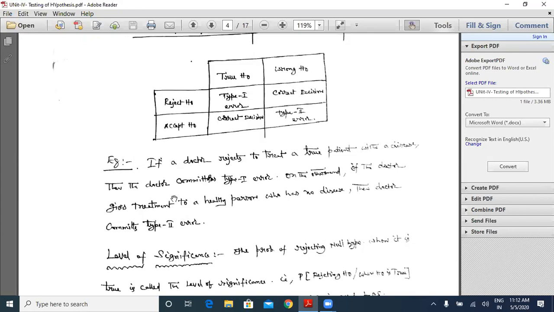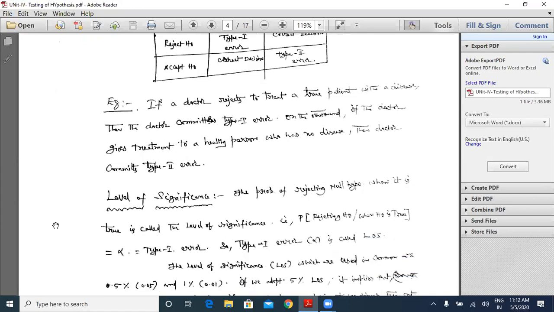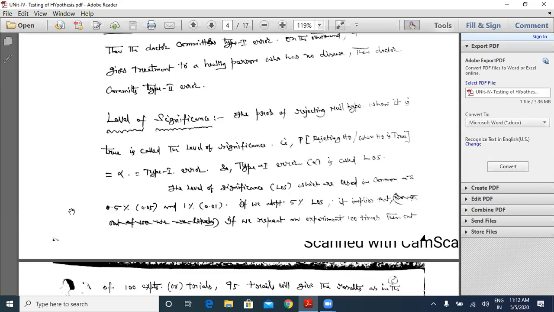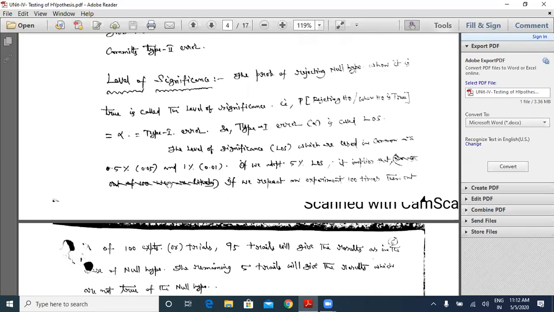Null hypothesis, alternate hypothesis, Type 1 error, Type 2 error, these are very, very important for short notes. So next, level of significance. It is nothing but Type 1 error. The probability of rejecting the null hypothesis when it is true is called level of significance. That is equal to alpha, Type 1 error. So Type 1 error is called LOS, level of significance.